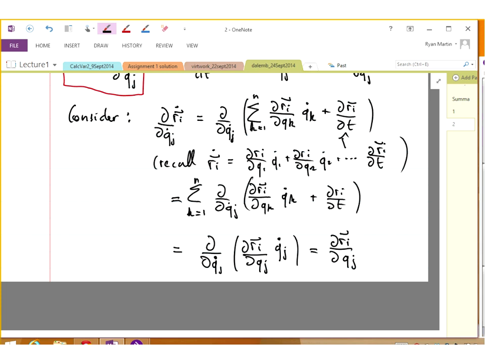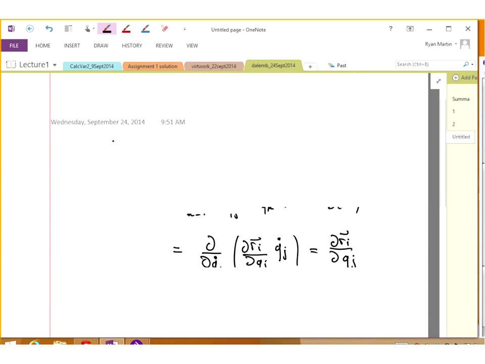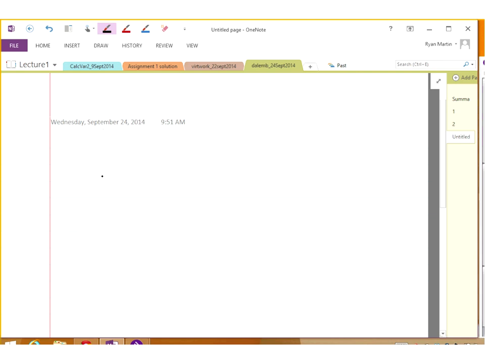And so if I rewrite this on the next page, the identity that we've just derived here is that partial ri dot by partial qj dot is equal to partial ri by partial qj.